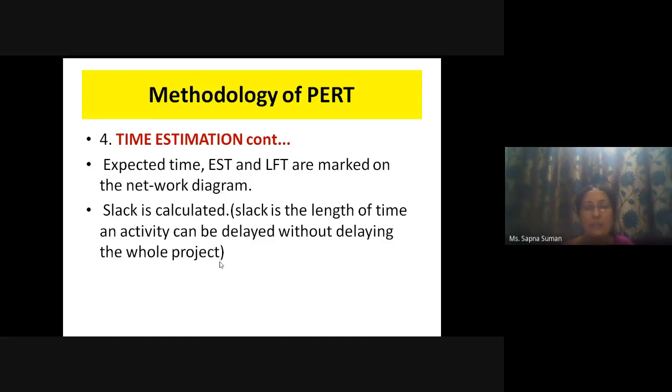Now, what is the meaning of this term slack? Slack is the length of time an activity can be delayed without delaying the whole project. And I'll try to explain this with the help of one example. Suppose there is an educational project on which the government is working, and suppose that big project has been divided into several milestones, several activities, several smaller projects. Now, the success or the commencement of one project depends upon the completion of the previous project.